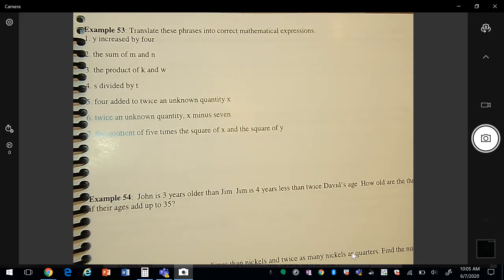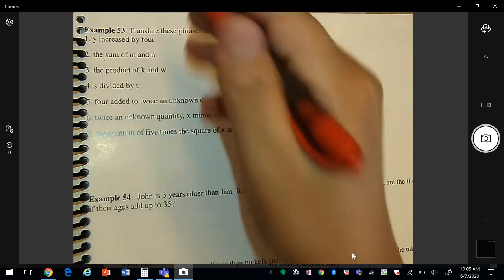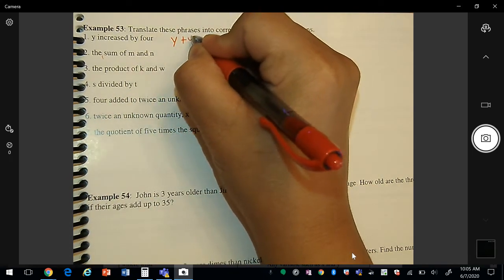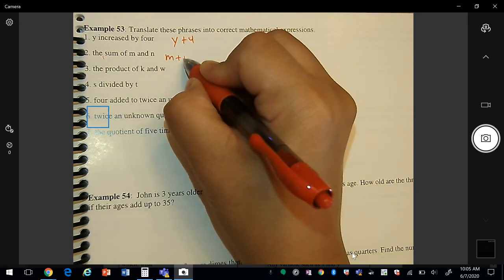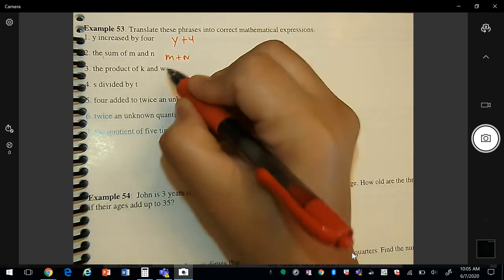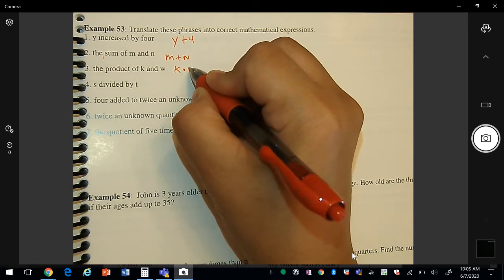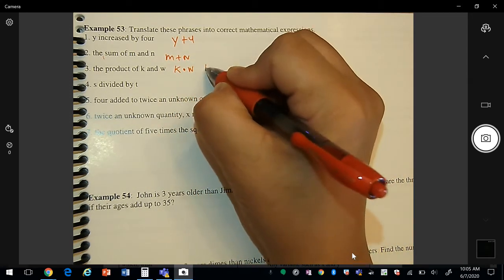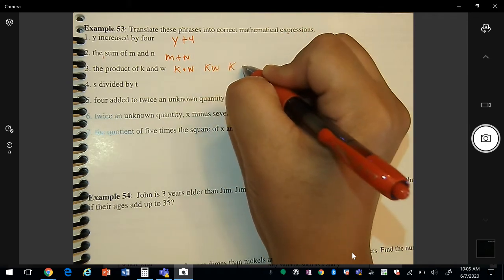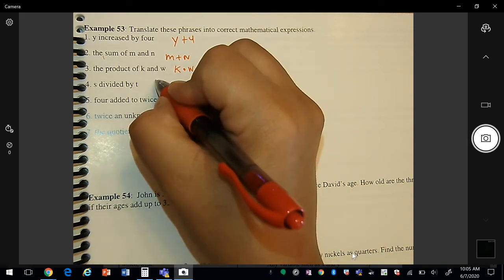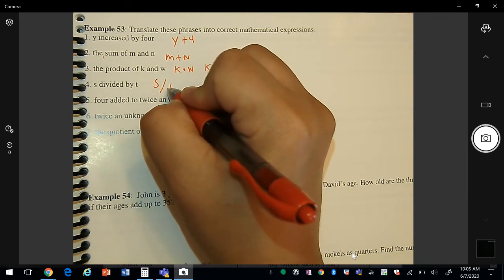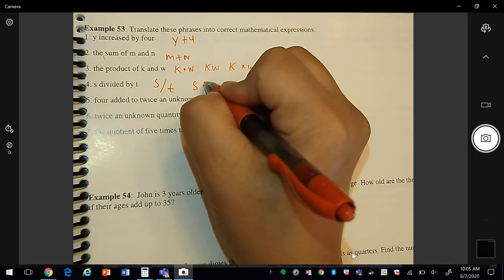So example 53, translate these phrases into correct mathematical expressions. So y increased by 4 would be written as y plus 4. The sum of m and n means m plus n. The product of k times w is k times w, or you can write it as kw. S divided by t, we can write it as s over t or s divided by t.